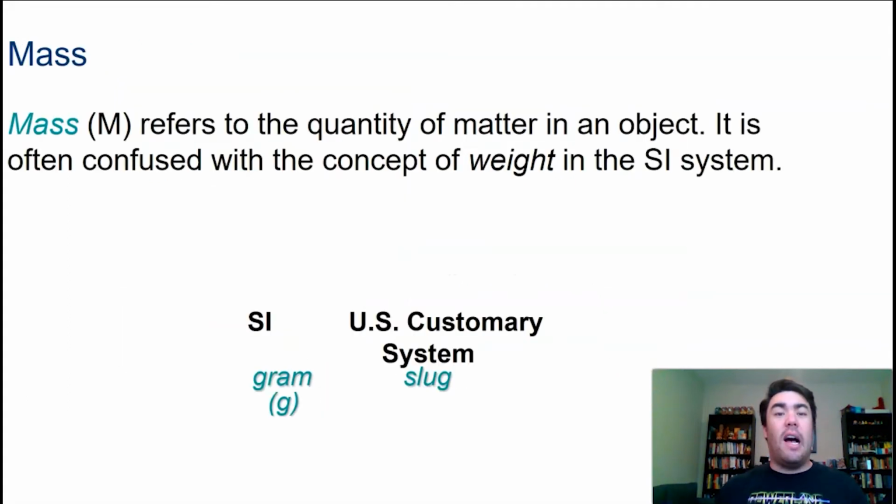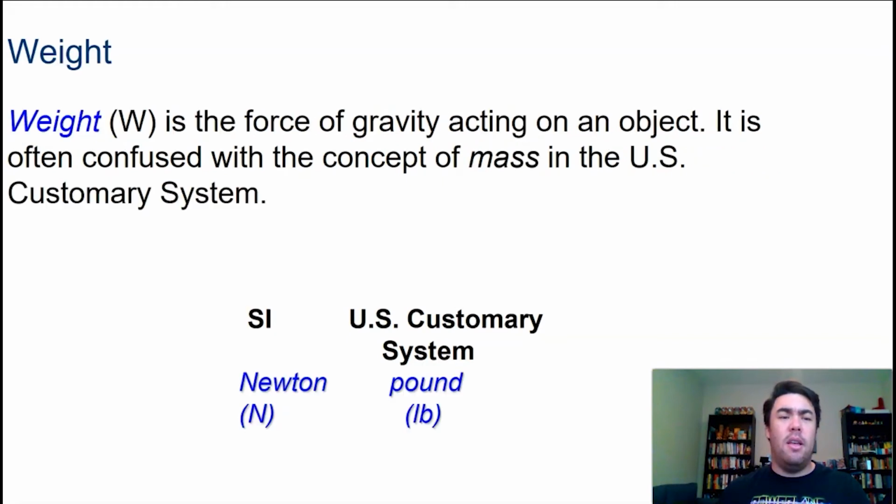So let's transition into talking about mass. And mass refers to the quantity of matter in an object. It's often confused with the concept of weight in the SI system. We've talked about this at length in our previous video. In the SI system, the unit for mass is the gram. In the US customary system, it's slug.